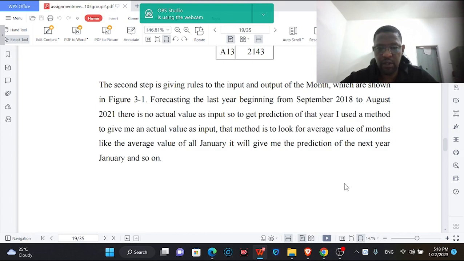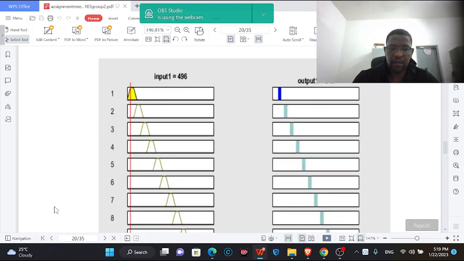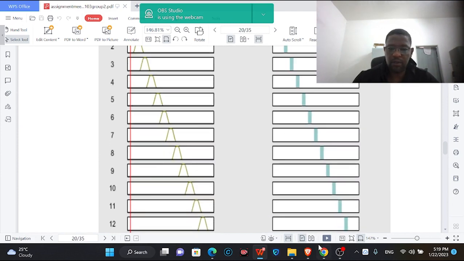The month is to look for the average value of months. You take the value of all Januaries, and it will give me a prediction of the next year's January, and so on.